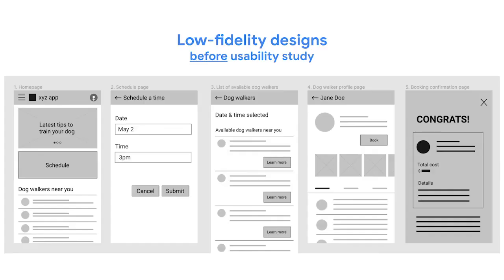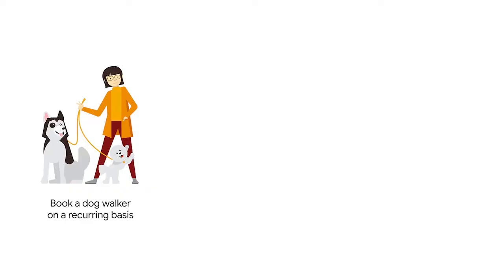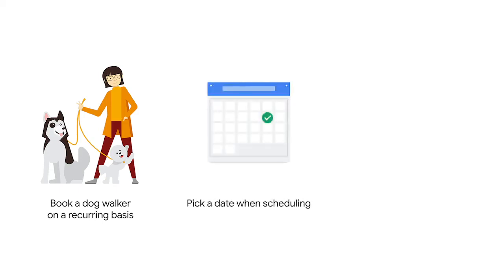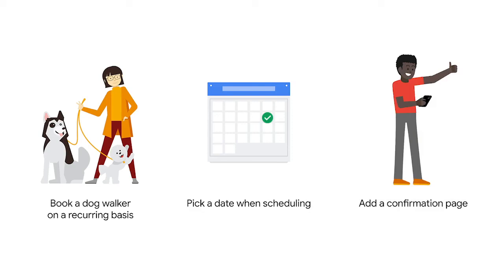As a reminder, here are the low-fidelity designs for our Dog Walker app before the usability study. There are 3 insights from our research that we'll focus on as I iterate on the wireframes. First, I'll make it possible to book a dog walker on a recurring basis. Then I'll make it easier to pick a date when scheduling a dog walker. And third, I'll add a confirmation page before the book a dog walker page.